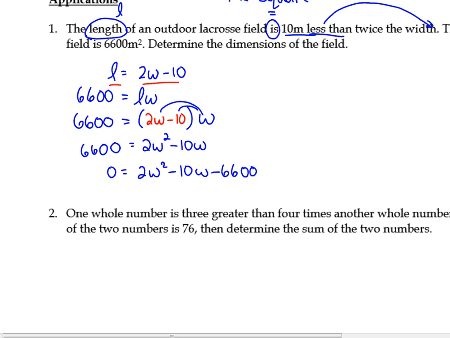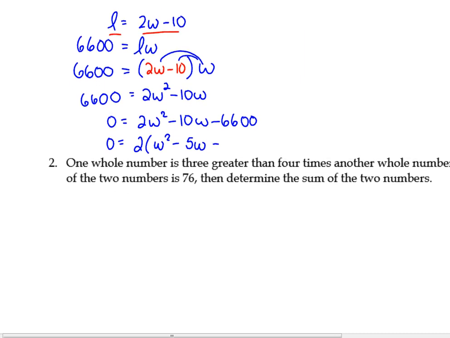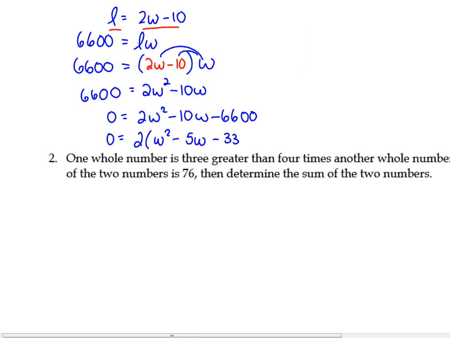So when we solve, we should have one variable, one side equal to 0, and we always try to factor first. What can I do with this guy? GCF. GCF, thank goodness. Makes it a little easier. Never said easy, but easier. 6,600 divided by 2 is 3,300. So that's what we need to factor.